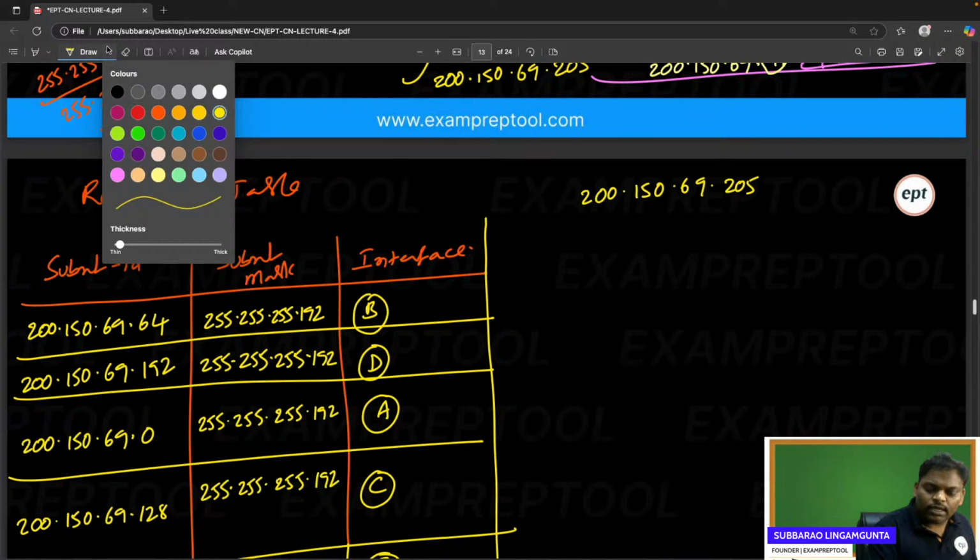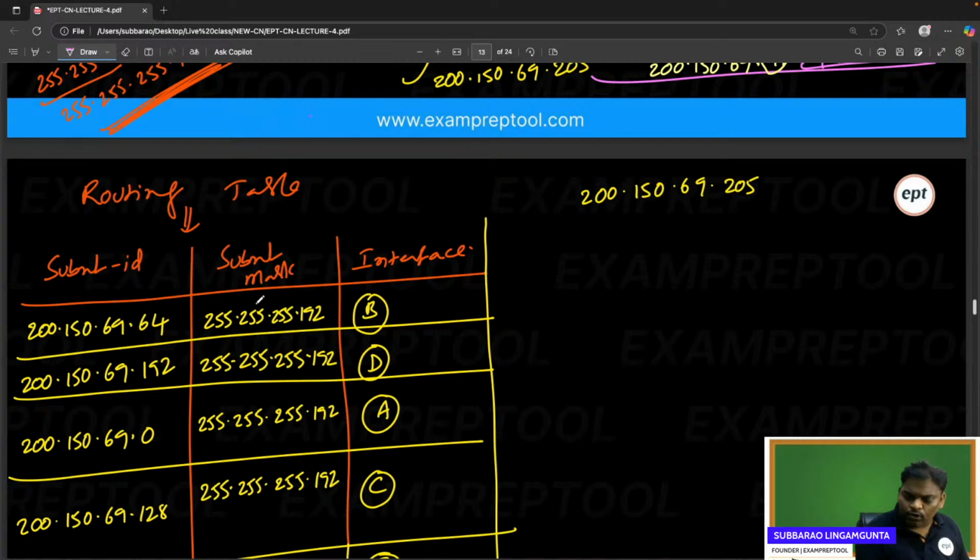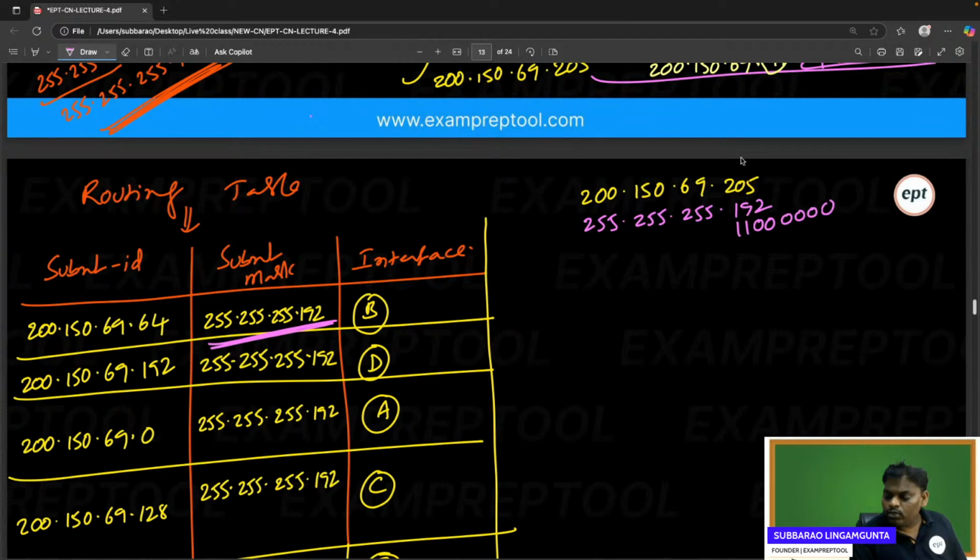As soon as anything came to router, router will take that. It will go to first row. First row, whatever subnet mask is there, it will do AND operation first. 192. So remember, 192 means 11 followed by all zeros. But 205, if you see 128, okay, 128 plus 128 plus 64, 192, that is also okay. But I want 205. 8 plus 5, 13 required.